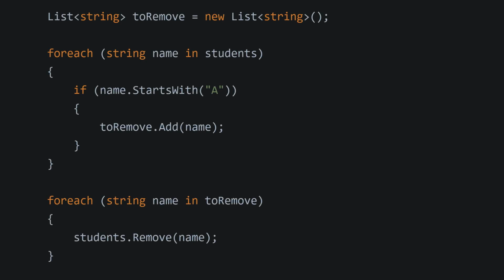Mistake 5, and it catches everyone once. Adding to or removing from a collection while a for each over that same collection is running throws an invalid operation exception. Collection was modified. The fix is to decide first and change after. Collect what you want to remove into a second list inside the loop. Then remove them once the loop is finished.